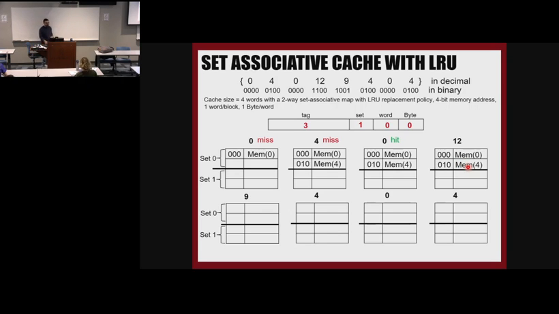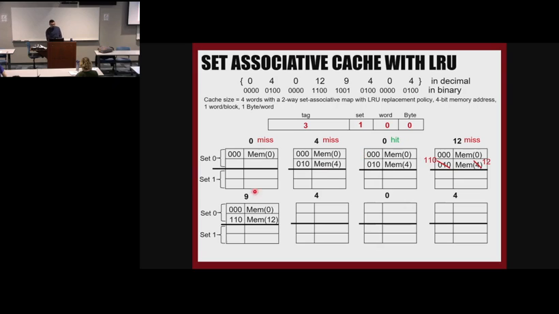Why? Because we just accessed 0 in the cycle before this. So the counter for 0 is reset to 0. But for 4, in this cycle, the counter is 1 up. So the counter is 1, but the counter for 0 is 0. So memory 0 has a smaller value, and I always replace the one that has a larger value. Okay, this is the replacement policy. We get rid of the 4 and replace that with 12. Now we have 12 here.